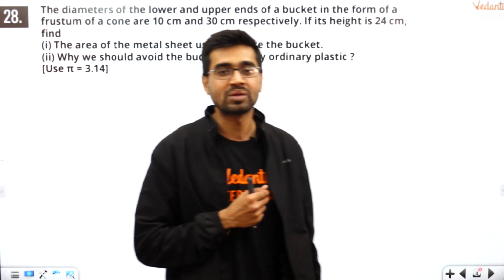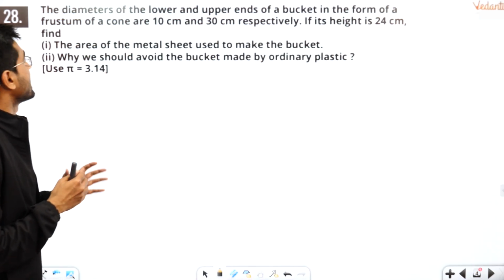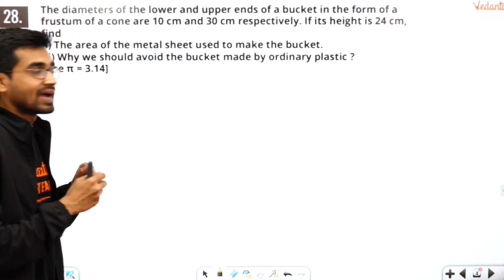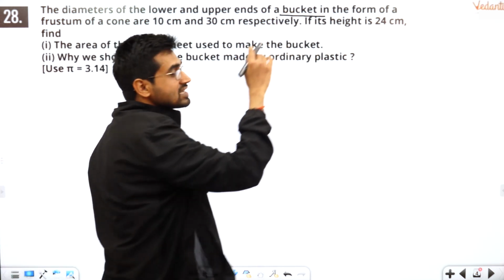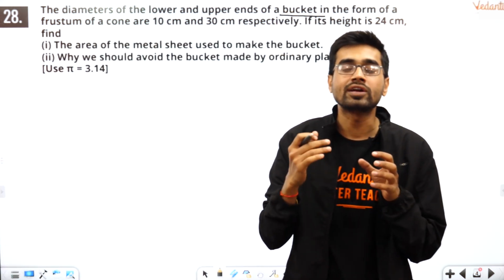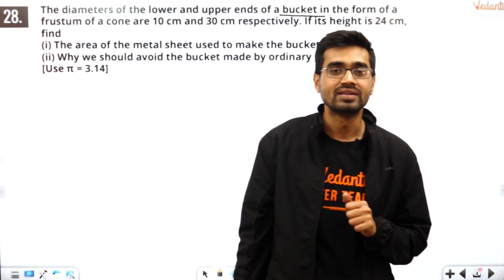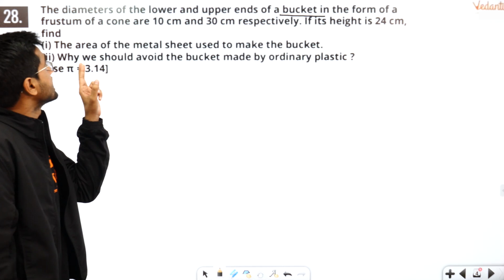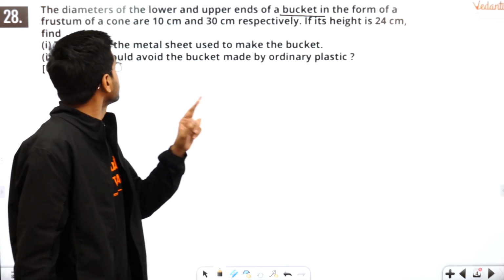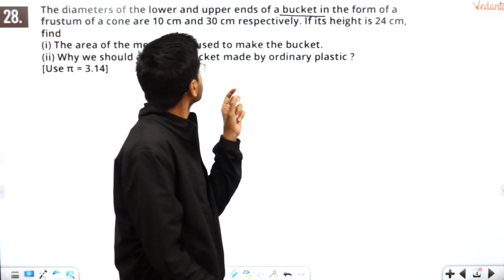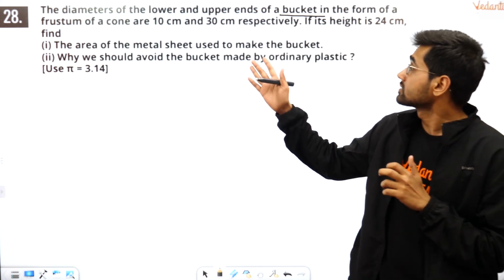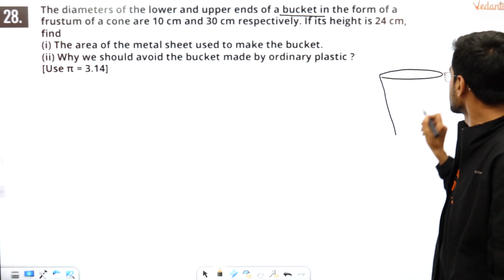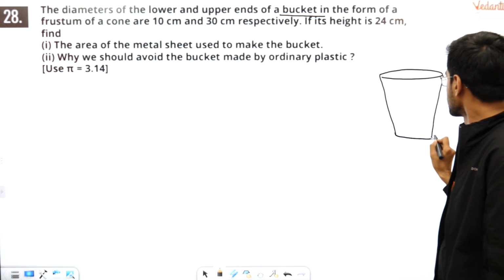Let's start doing question number 28 now. Question number 28 is a question where you are asked about a bucket. I found the bucket here, and as I read bucket, I think, okay, they are asking about a frustum. Yeah? So let's do the frustum. It tells us the diameters of the lower and upper ends of the bucket in the form of a frustum of a cone are 10 centimeter and 30 centimeter. I'll try to make a good bucket.